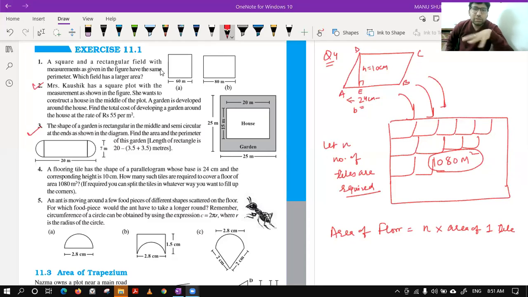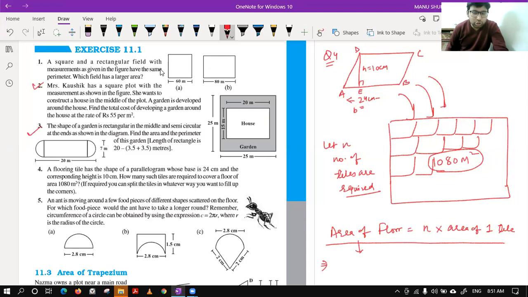Very simple, because we have assumed n number of tiles are used to cover up this whole area. That is why this equation came, that area of complete floor is equal to n, that is the number of tiles, into area of one tile. Now let's put the values in this formula or this statement.